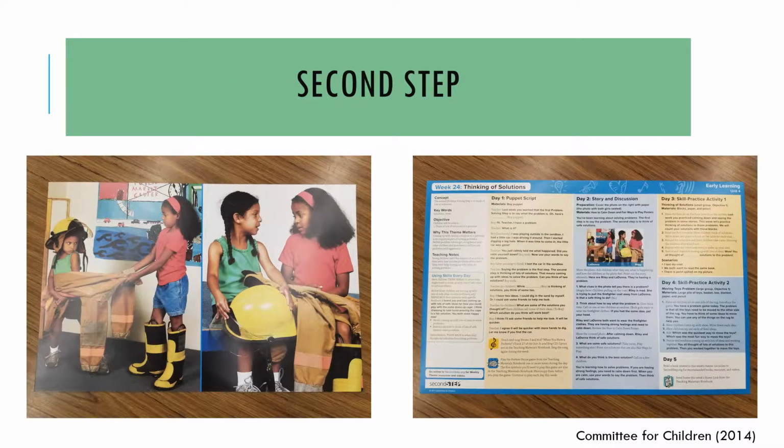The second action step is to implement the Second Step social emotional learning program, which was developed by the Committee for Children to transform classrooms into supportive, successful learning environments. This directly relates to the principles and concepts of the responsive classroom structure. The goal is to help children identify, express, and manage their emotions.